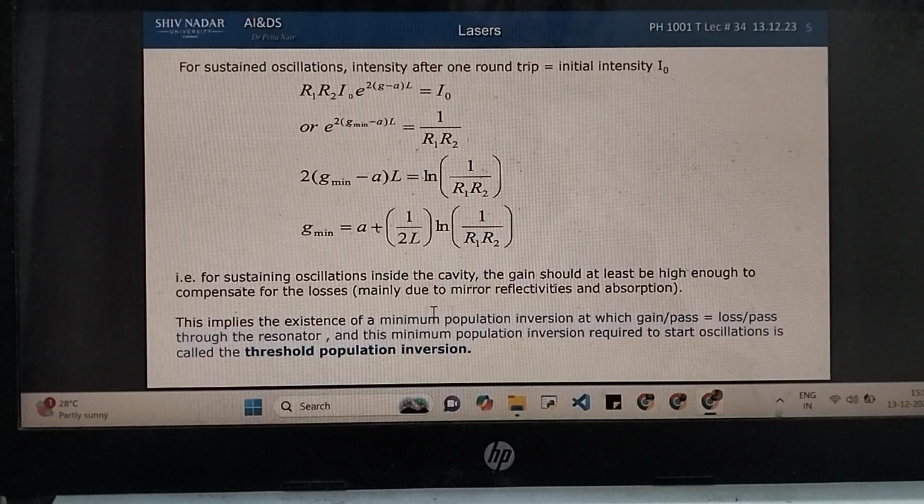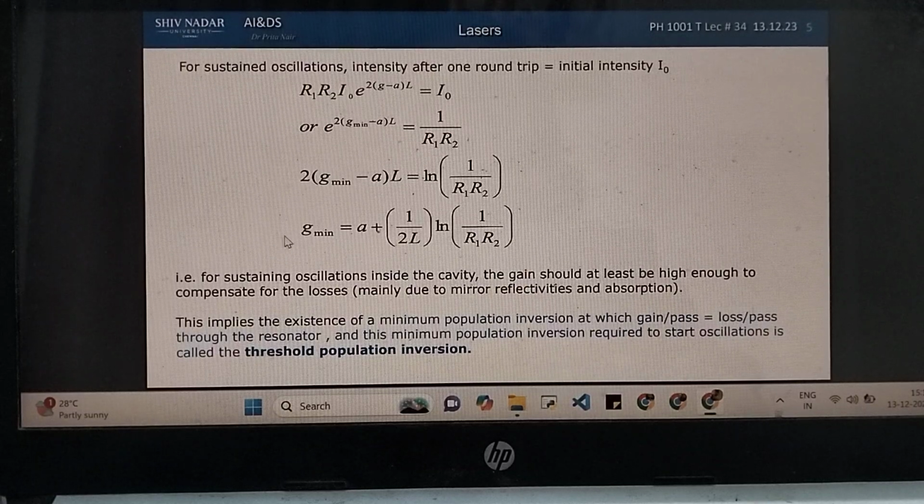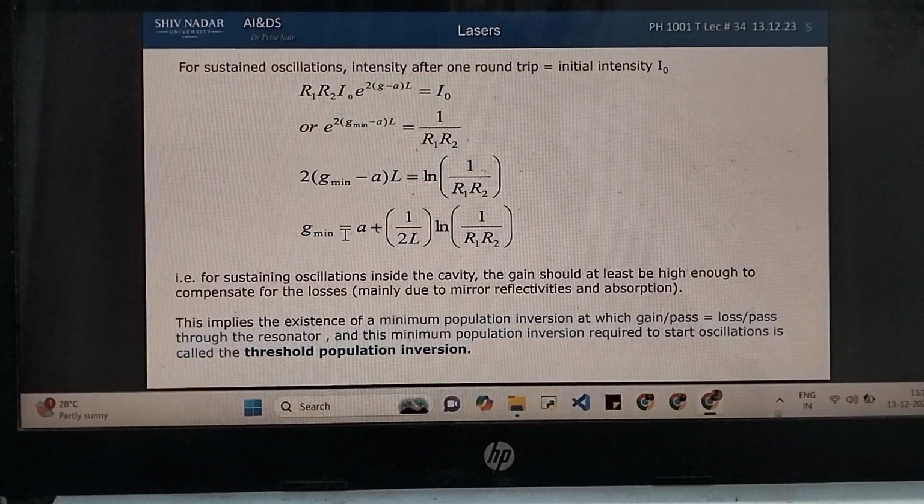So this implies the existence of a minimum inversion where gain per pass equals loss per pass, and this is your equation for threshold population inversion.